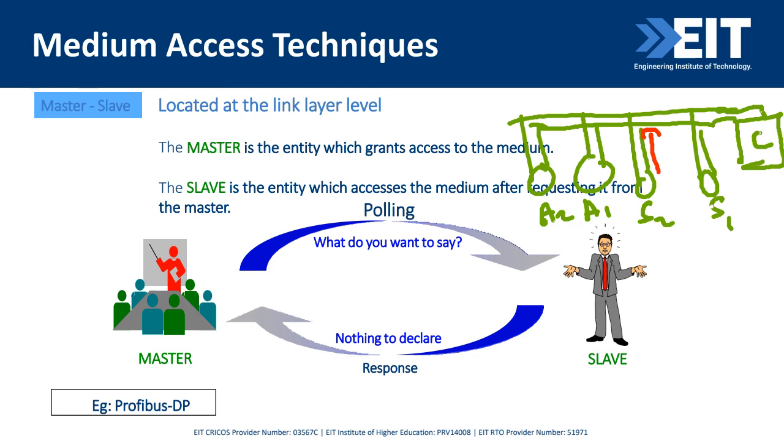To simplify all of this, you have a simple technique that's called master-slave communication. It will solve all this problem. What is this master-slave? The controller will be the master.